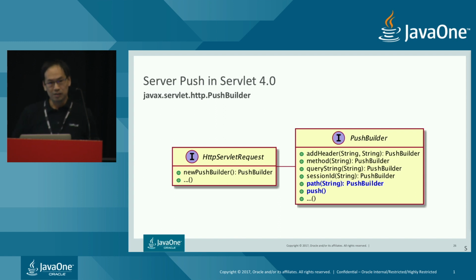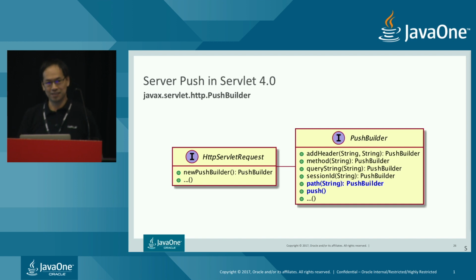Now, given this PushBuilder, you can construct the corresponding request. But still, you have to give me a way to get this PushBuilder. We can get it from the HTTP request. In the HTTP request, the API is called newPushBuilder. Once you call this, you will get a PushBuilder, and then you can manipulate it and create a request. Now, I would like to mention 2 things about newPushBuilder. First, it's called new PushBuilder. So every time you call it, you may get a new copy of the PushBuilder object.